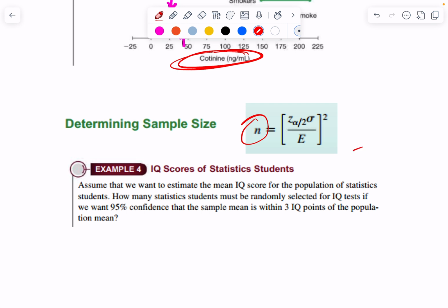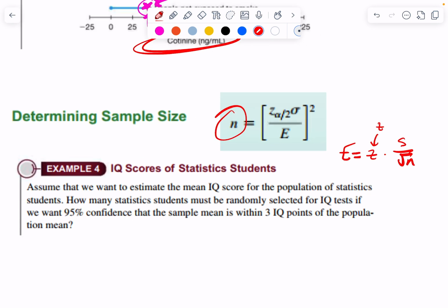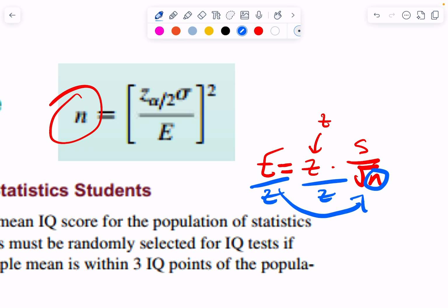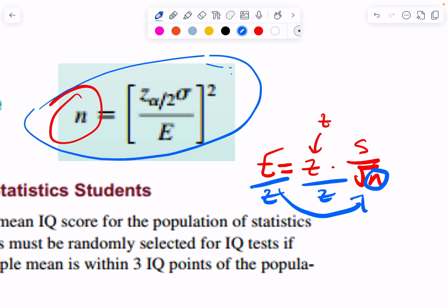So in the error formula, we had z times s over the square root of n. Sometimes they'll use t in this place instead, and we'll talk about that. But if we're trying to solve for n, we're working backwards, so we're going to divide by z, and then flip-flop these two, and then square, and do all the things. And so they went ahead and wrote it to look like this.